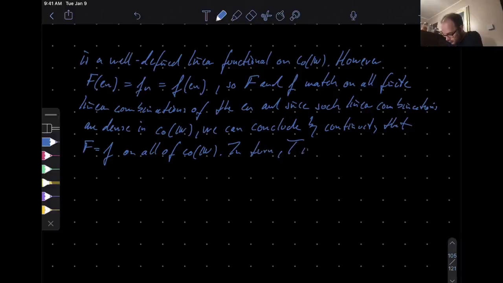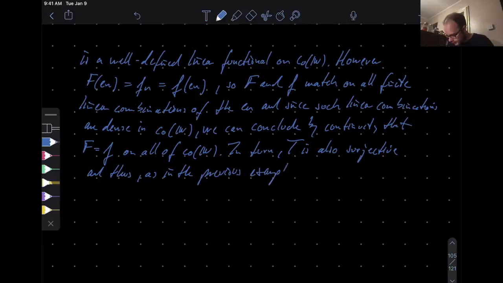In turn, T is surjective, and thus, as in the previous example, its inverse is a bounded linear transformation, right? Remember, bijectivity by itself does not imply invertibility in this module. This was discussed here actually in the videos. But here we are better.